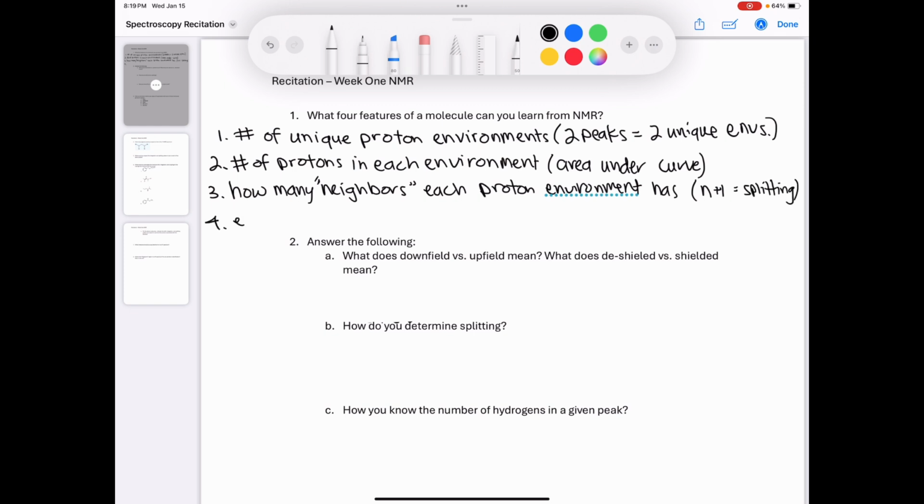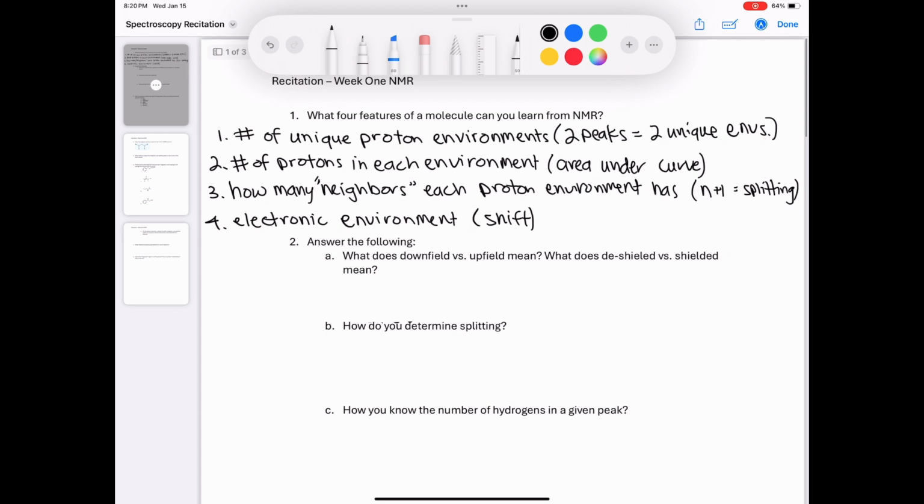Finally, the last thing that we can learn from an NMR graph is the electronic environment around the protons. So this means like how much electron density is around them, and this is determined by the shift or how far upfield or downfield the signal presents itself.